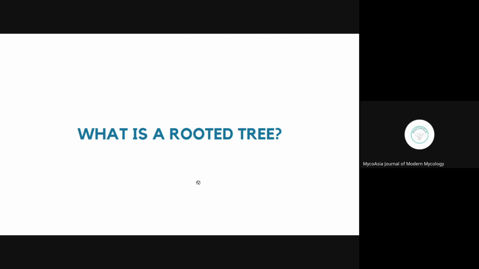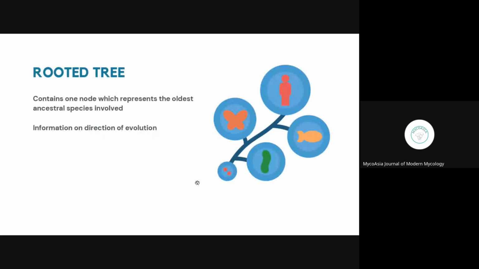So what is a rooted tree? I talked about the root. Basically, root is the oldest ancestor. You can choose to root a tree or not to root a tree. When you root a tree, what happens? It actually gives an idea about the direction of the evolution. For example, this is supposed to be the root.